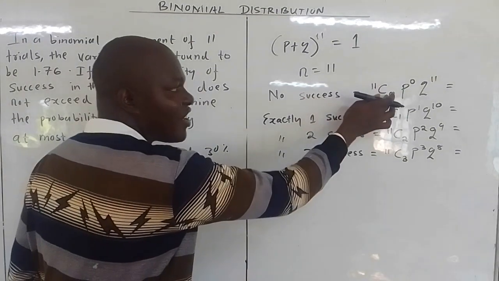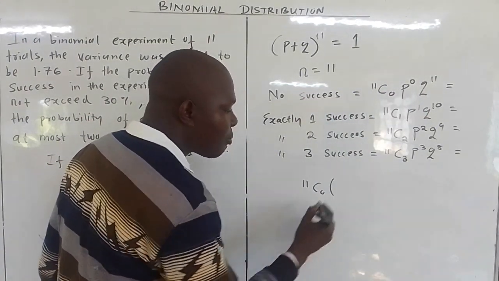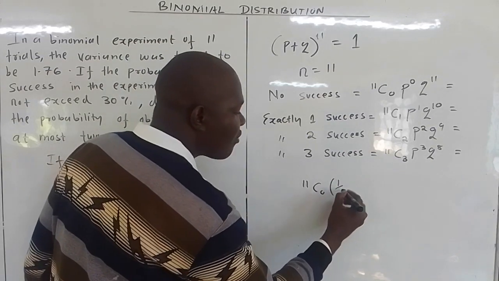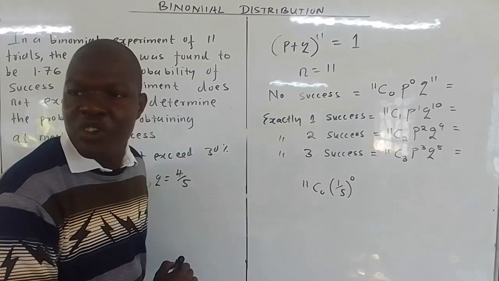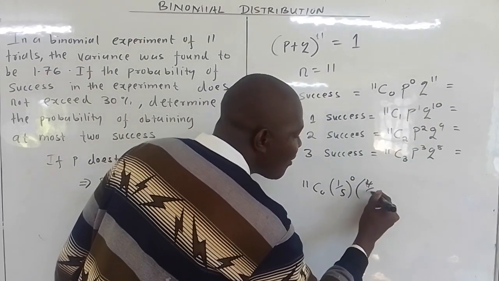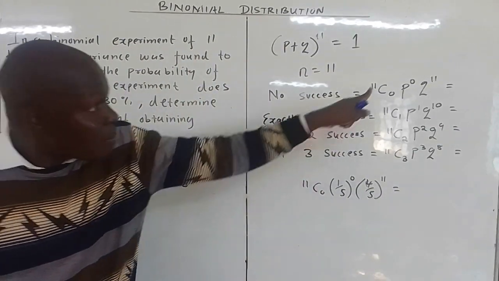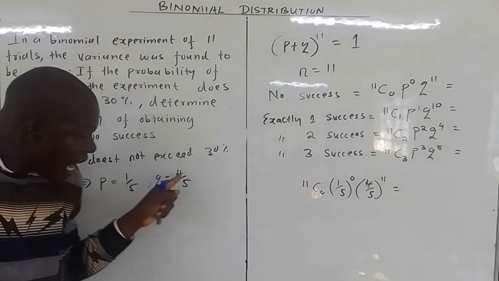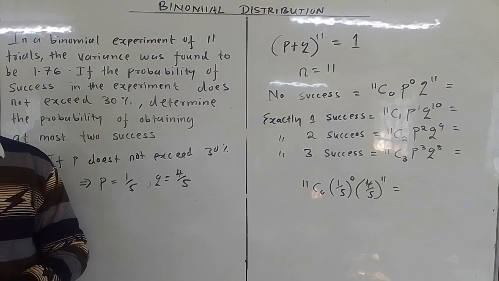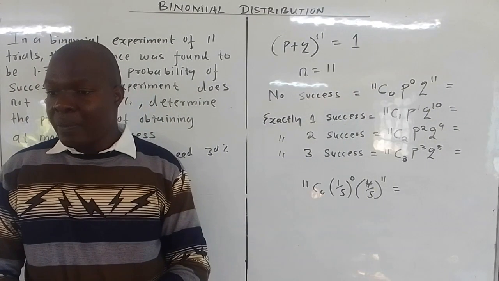Meaning if you are getting this, you simply go to the calculator, 11 combination 0, in bracket P, P is 1 over 5, then you close the bracket and you raise it to power 0. Then it is times Q, Q is 4 over 5, then you raise it to power 11. So what does the calculator give? You are substituting because you have the values of P and Q. Are you seeing that? Are we together?